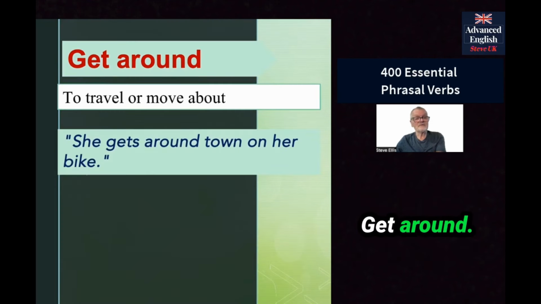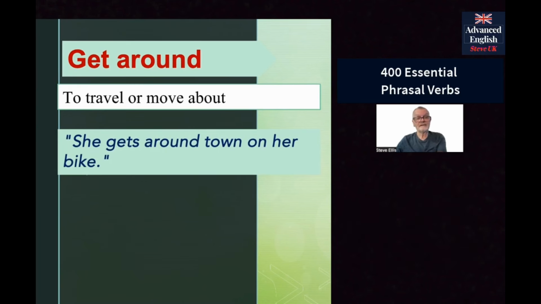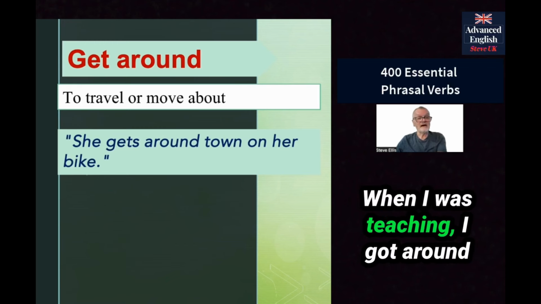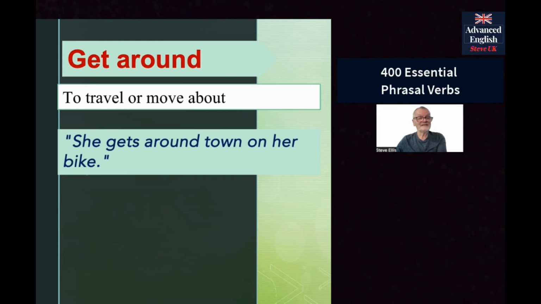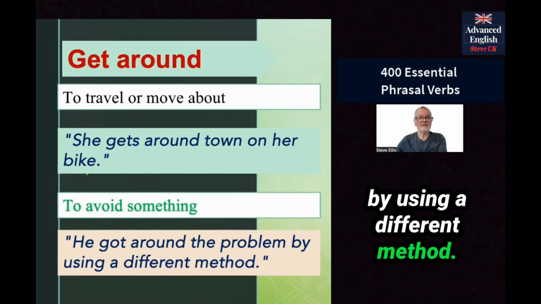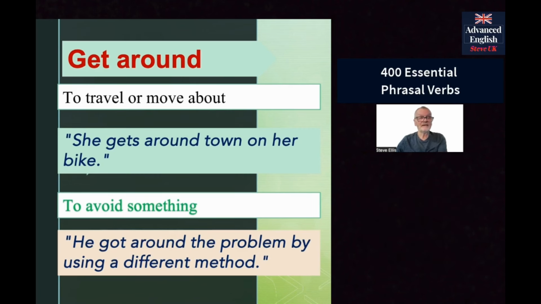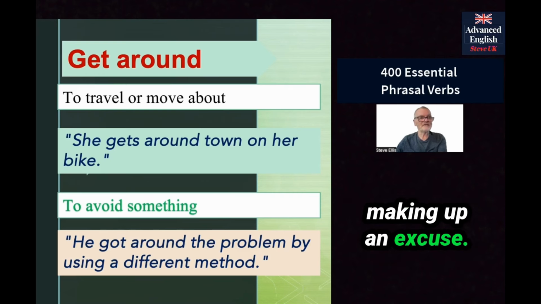Get around, to travel or move about. She gets around town on her bike. When I was teaching, I got around the world quite a lot. To avoid something. He got around the problem by using a different method. He got around going to the party by making up an excuse.